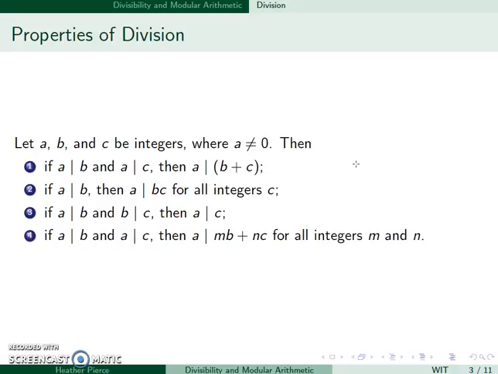And finally, if a divides b and a divides c, then we have that a divides mb plus nc for all integers m and n. So this is basically combining numbers 1 and 2.